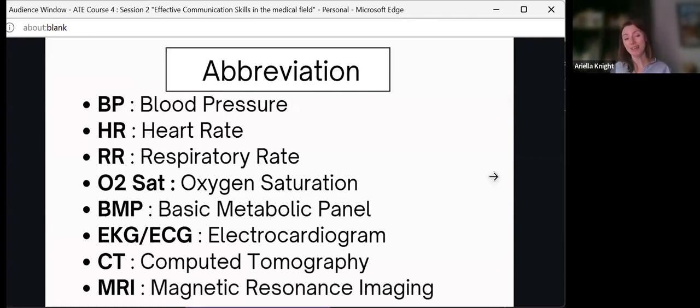And MRI, magnetic resonance imaging. Something I want you to know about these abbreviations is that people in the medical field are only using the abbreviation. They are not ever saying computed tomography. They only say CT scan. So they fully replace the full words with the abbreviation.